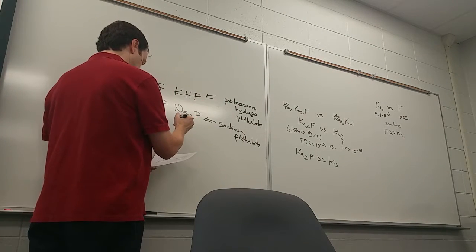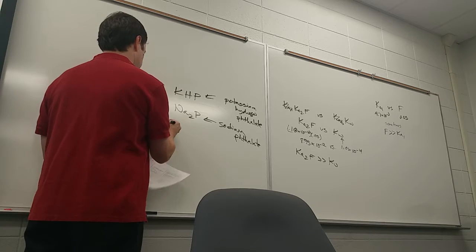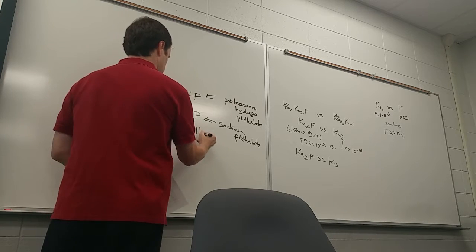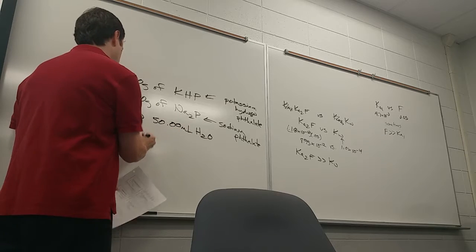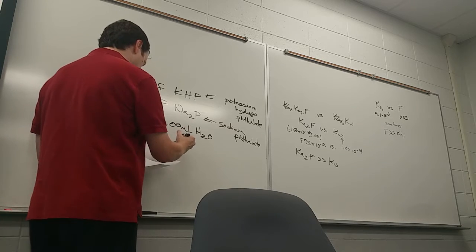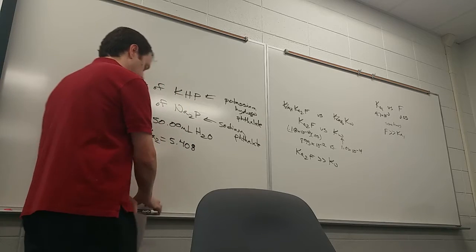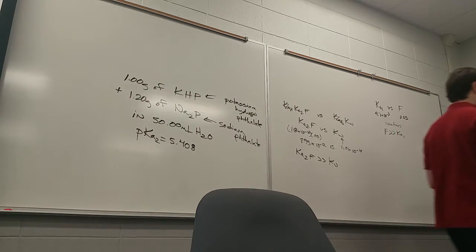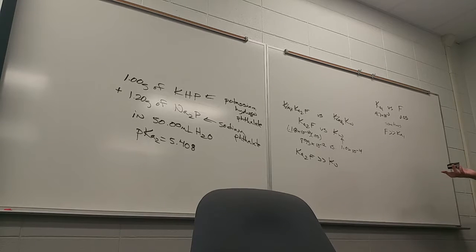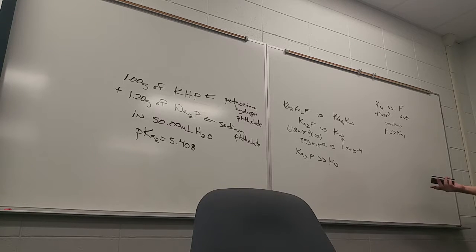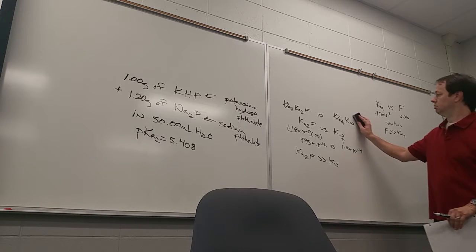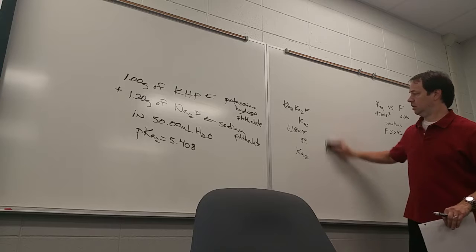I don't know, it really doesn't matter that this is in 50 milliliters, that's kind of an unnecessary thing. But what I do need to tell you is that pKa2 is equal to 5.408. So the first acid pKa is actually really low, so it comes off rather quickly. In fact, the second one is pretty low as well. So phthalic acid is happy to give away both protons, really. It's not holding on very tight.